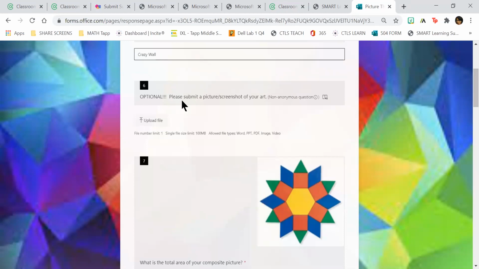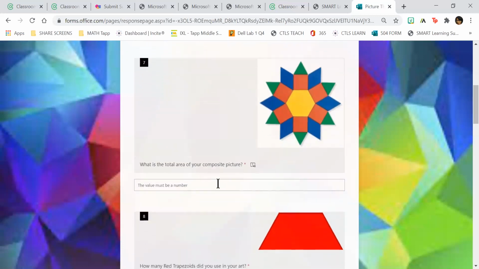And then notice it says optional. A lot of people contacted me: Miss Tay, it wouldn't let me upload it. It says it's optional. So that's not something you should be worried about if it didn't work. So you can submit a picture or screenshot of your art. Again, it was optional. Now, number 7, what is the total area of your composite figure?